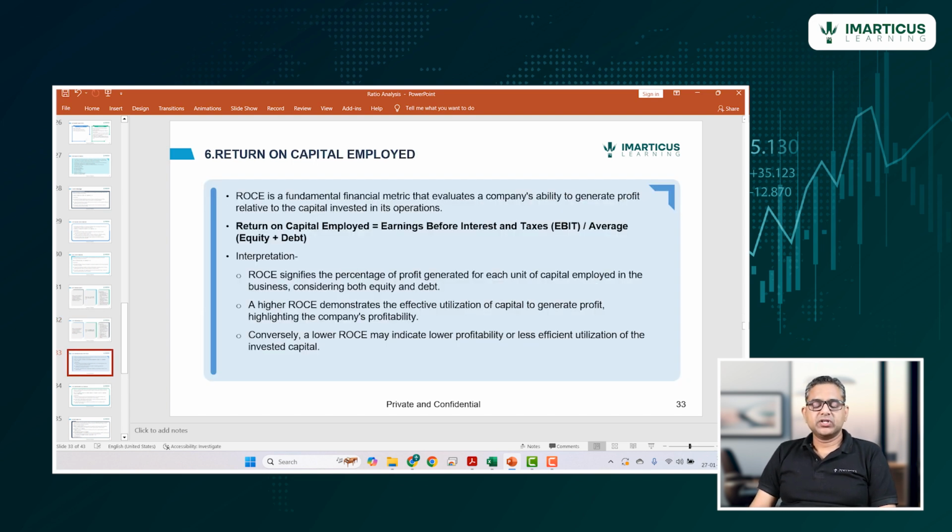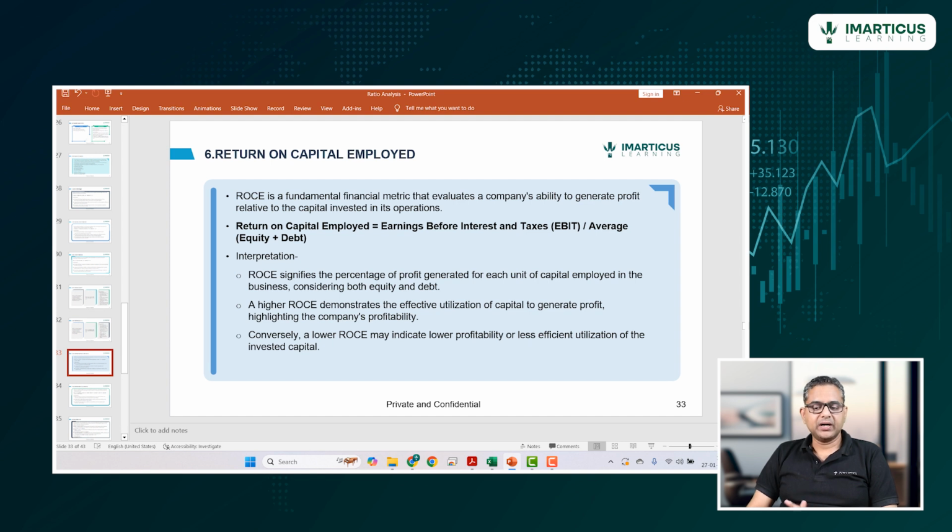Next ratio we have is return on capital employed. Here we are talking about both debt and equity. Okay, return on capital, total capital employed, which includes debt as well as equity. So it is a fundamental financial metric that evaluates a company's ability to generate profit relative to the capital invested in its operations. Now, if you look at the formula, in the denominator, we are using equity plus debt.